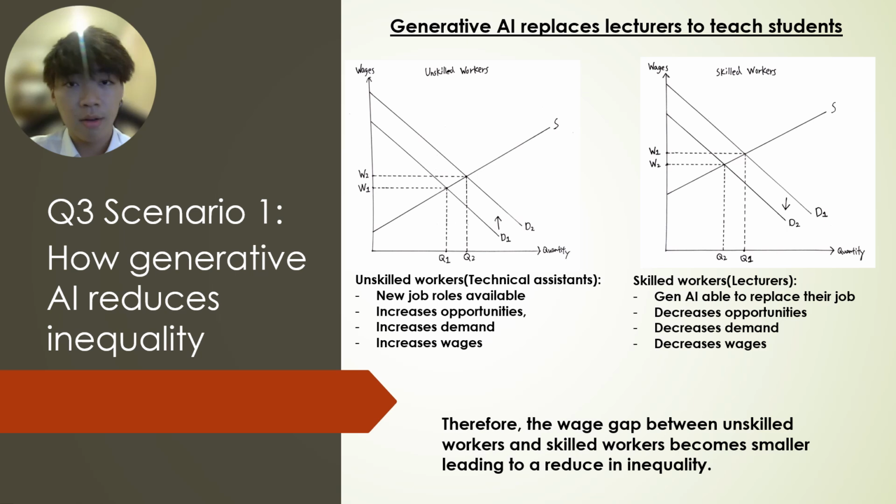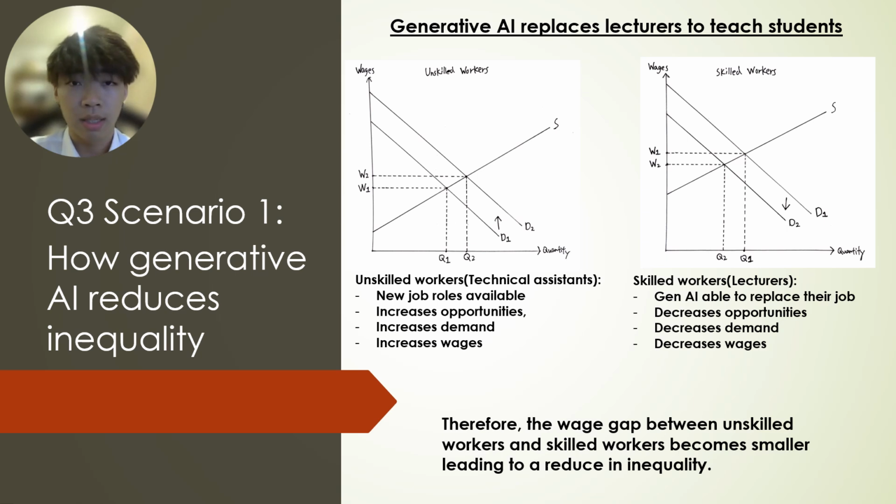Now we come to scenario 1 of question 3, which is how generative AI reduces the inequality of unskilled and skilled workers. So if generative AI is able to replace tasks that originally have to be done by skilled workers, the need for skilled workers will be reduced. For instance, if Gen AI is able to replace lecturers to teach in classes, the demand for lecturers will be reduced, and since demand is reduced, their wages will also be lower.